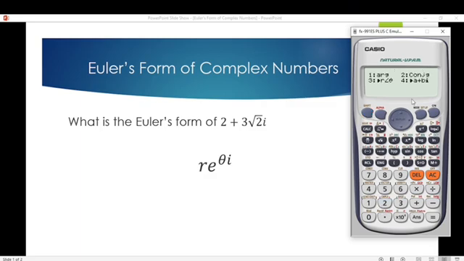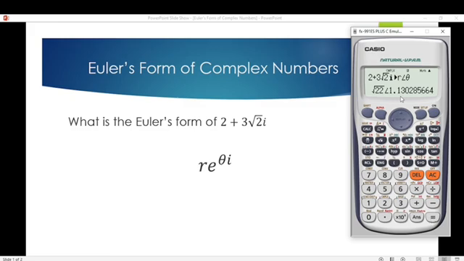A menu pops up. Number 1 shows argument, number 2 shows conjugate, but we are not interested in that. We are interested in finding the Euler's form, and that is number 3. We are going to use number 3 to find out the Euler's form. So we press on number 3, then we press equal to.